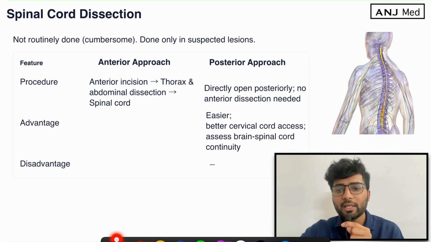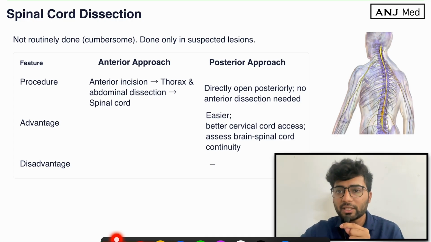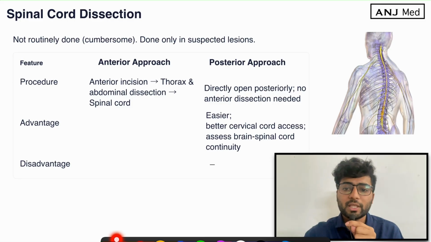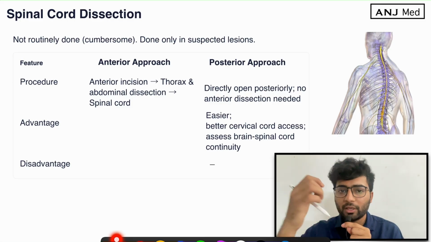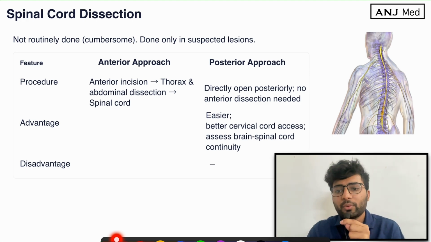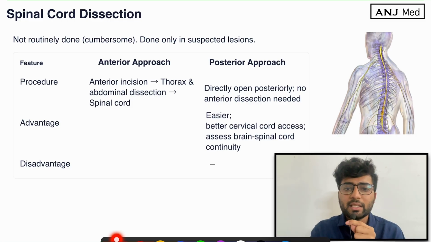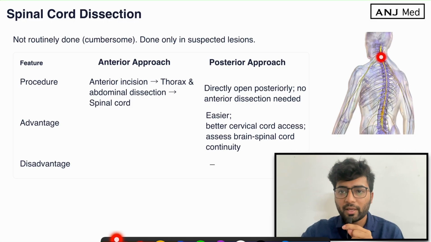Now, what are the advantages of posterior approach? See, over here you can see this brain is continuous with the spinal cord, right? So we can see this continuity in the posterior approach. In the anterior approach there is obstruction over here, so we cannot see it. So first advantage is it is easier, obviously, because we are not cutting abdomen and thorax. We are just approaching the back, so it's easier. Second is better cervical spinal cord access. This cervical spinal cord is better accessed and we can see the continuity very well.